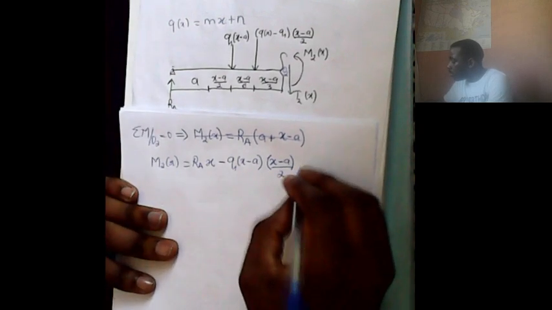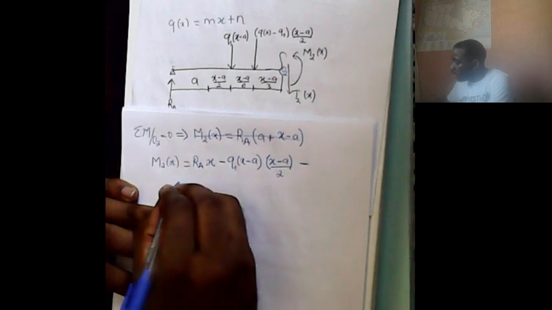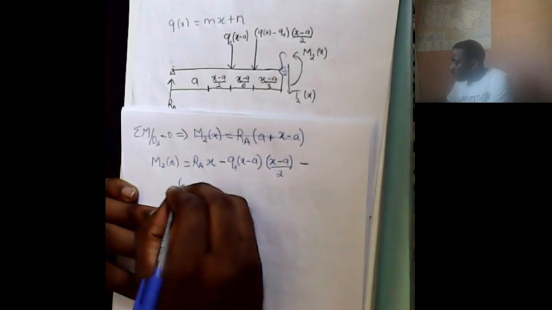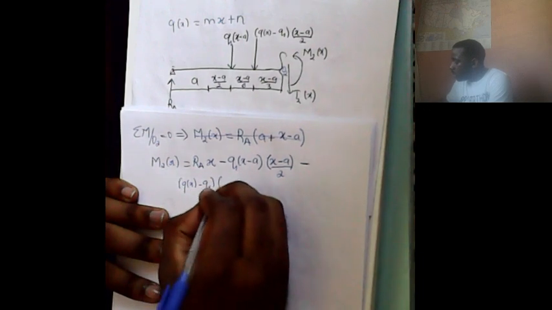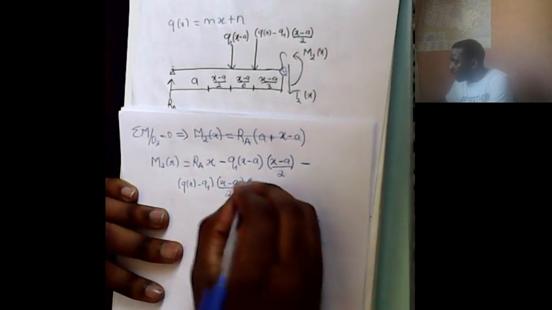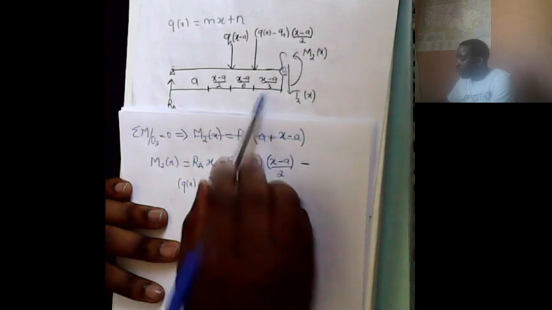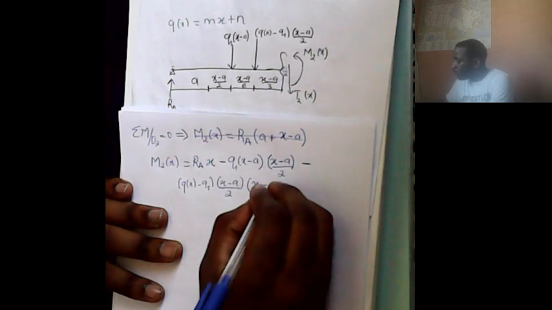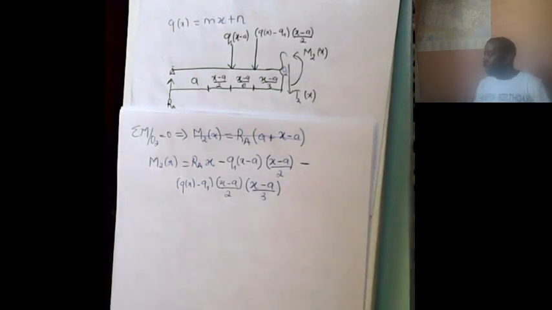Now, the next one, which is still minus. Q of x, the magnitude of the load, minus Q1 into x minus a all on 2, times the perpendicular distance, which is what? This one, right? x minus a all on 3. That's what we get.